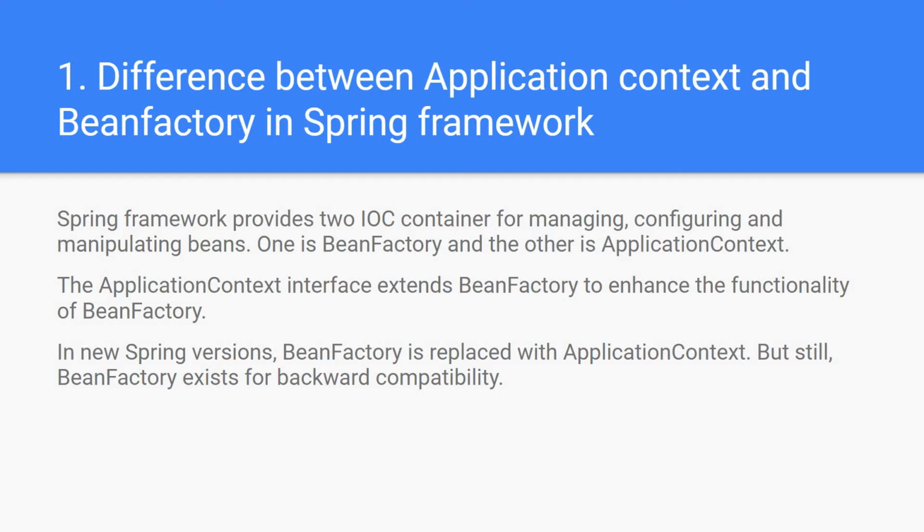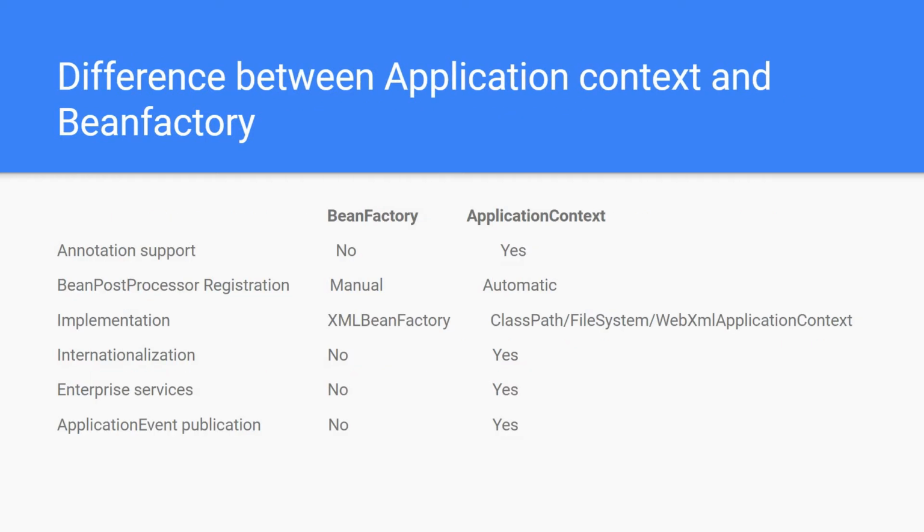The ApplicationContext interface extends BeanFactory to enhance its functionality. In newer Spring versions, BeanFactory is replaced with ApplicationContext, but BeanFactory still exists for backward compatibility. So here is the difference between ApplicationContext and BeanFactory. Here I have taken some parameters, like annotation support. BeanFactory doesn't support it, while ApplicationContext supports annotations.